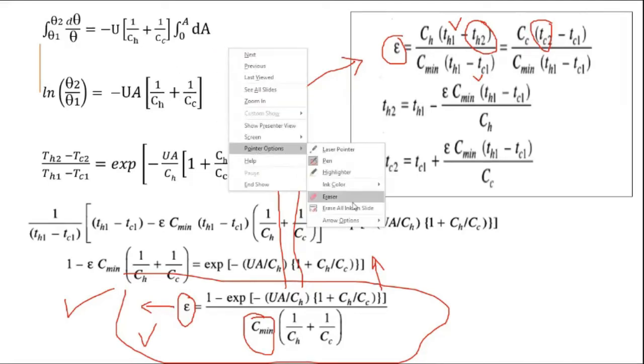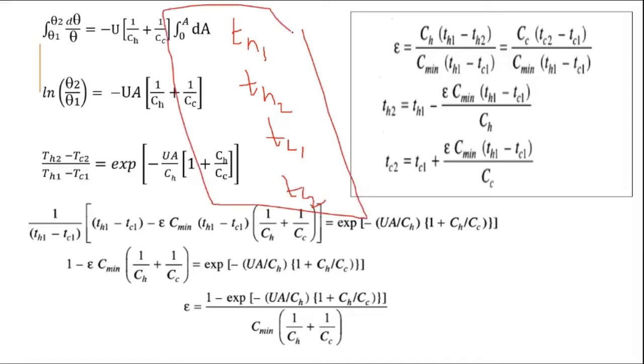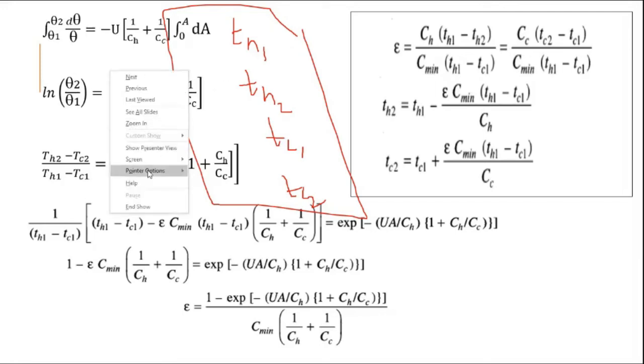Now, if we recall the LMTD method, for the LMTD method all the temperature values must be known: TH1, TH2, TC1 and TC2. These values must be known. If these values are not known, you cannot find out the rate of heat transfer, because theta m will not be known in this case.